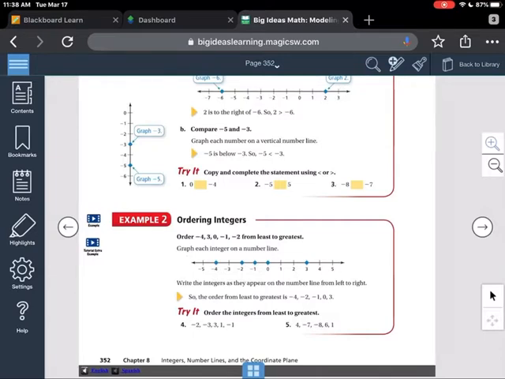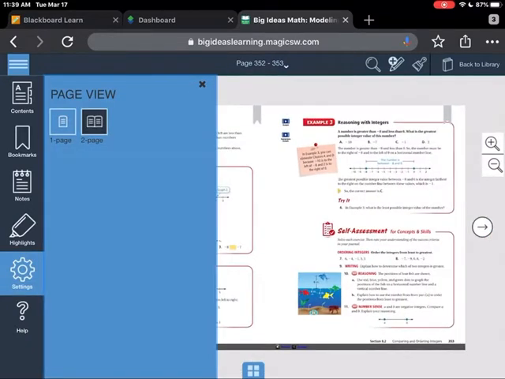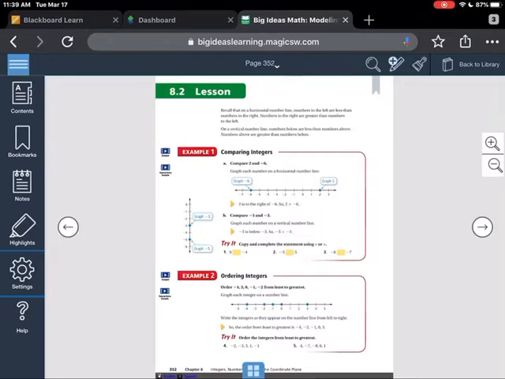Because, just like a number line that starts at 0, the further left you go on a number line, the lesser the value. So this in order would be -4, -2, -1, 0, and then 3. Okay, let's keep going here. Of course, it's going to switch me to 2 pages.